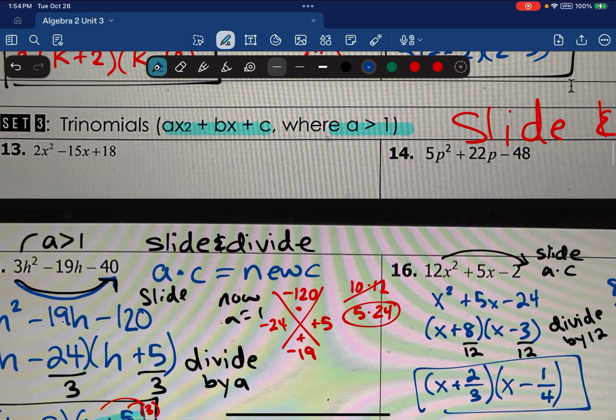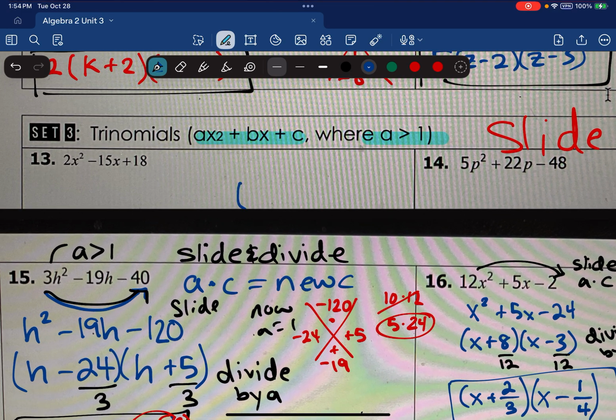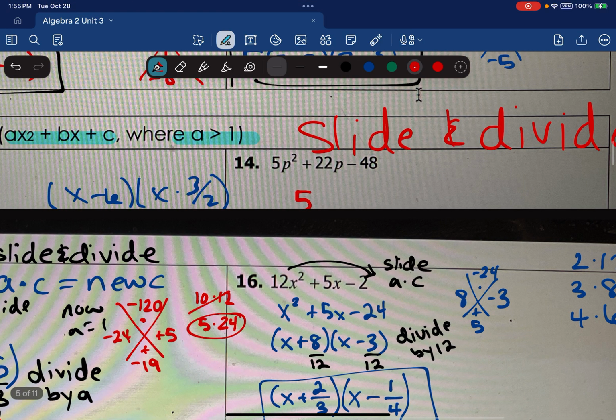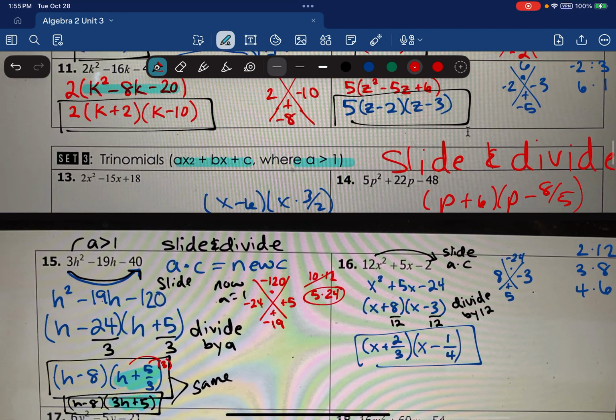I'm going to give you the answers for 13 and 14. I'm not working through them, but if you work through them, I want you to see if you got the right answers. So P plus 6 and P minus 8/5. There's the two answers on 13 and 14. So later you can check them to see did you get the correct answers or not. Okay.